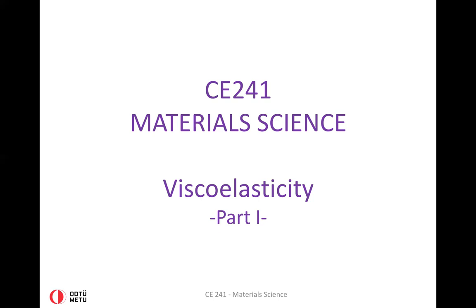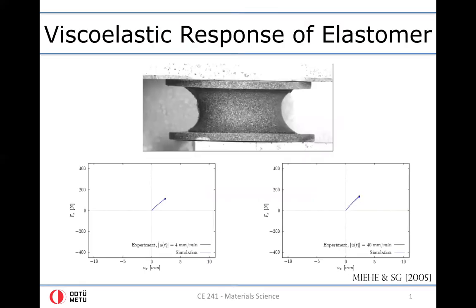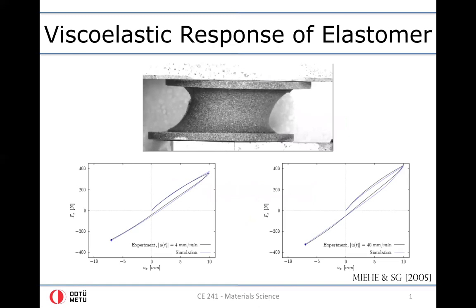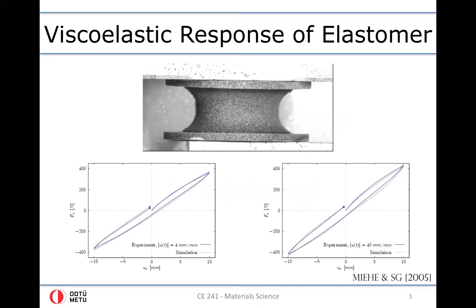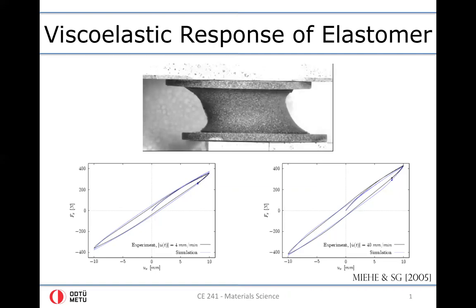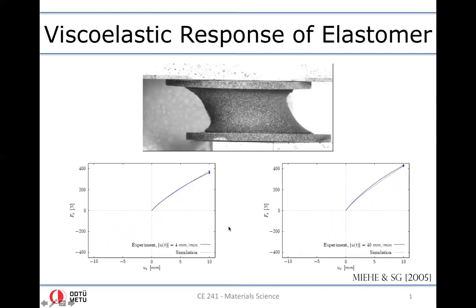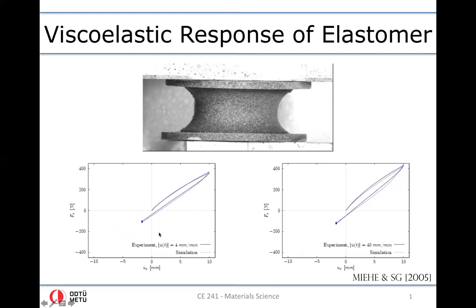So let's first take a look at some experimental observations based on the experiments on rubbery polymers, elastomers, and then define what we mean by viscosity based on fluid mechanics. In this slide, what you see is a hyperboloid elastomeric specimen that is subjected to cyclic shear. The deformed shape of the specimen is depicted on the top panel, and on the bottom panel we have two plots.